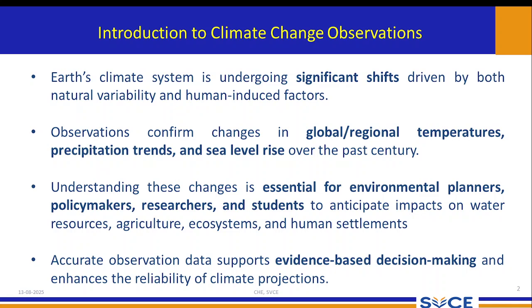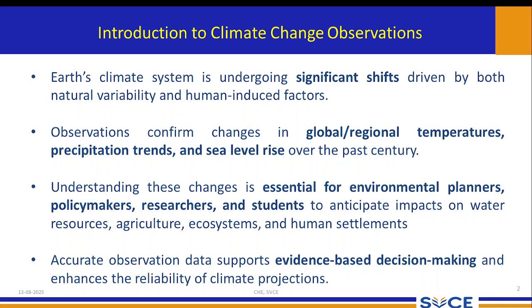So how to reduce that? That's what we have been seeing in the subject global climate change. So the first point is very clear. There is a significant shift, not only by natural means, but also by means of human activities. Observations confirm changes in global and regional temperature, precipitation trends, and sea level rise. So it is very clear that it not only affects the regional temperature, it also affects the global temperature and the global precipitation rainfall trend, and sea level rise has been clearly observed by many people.